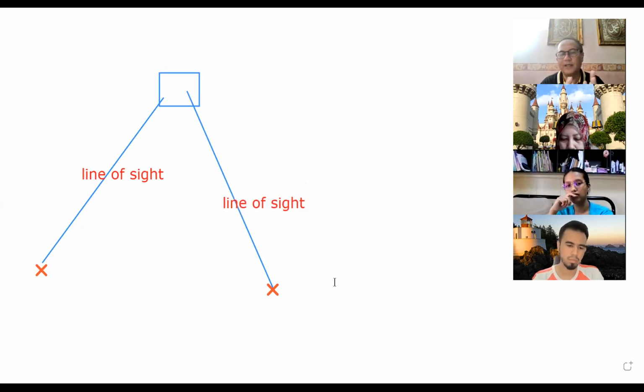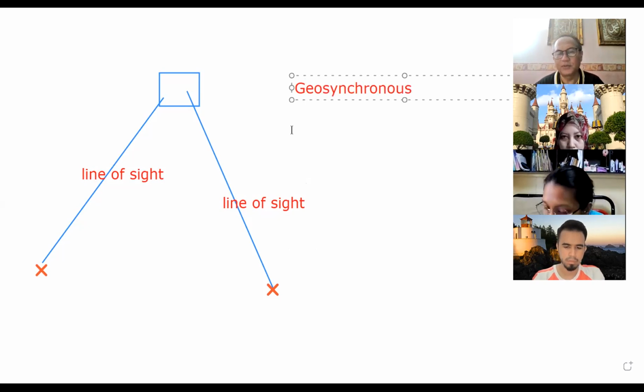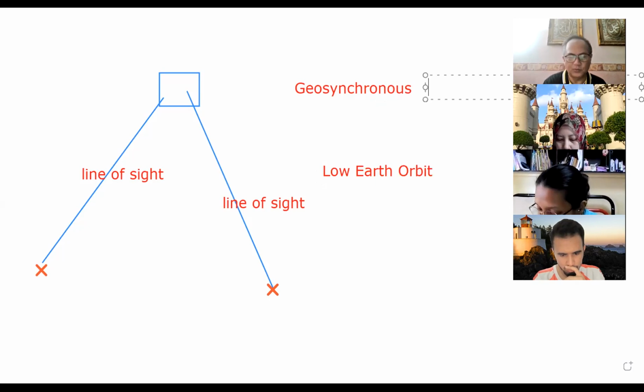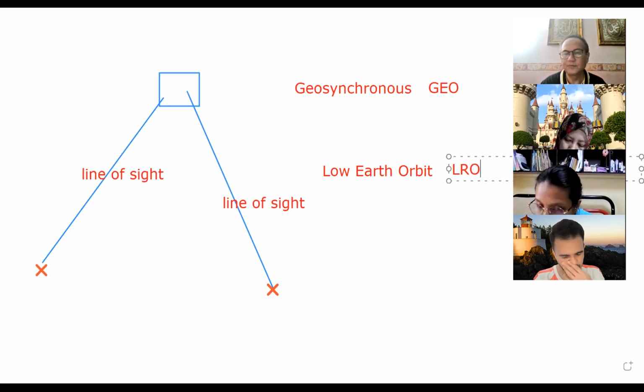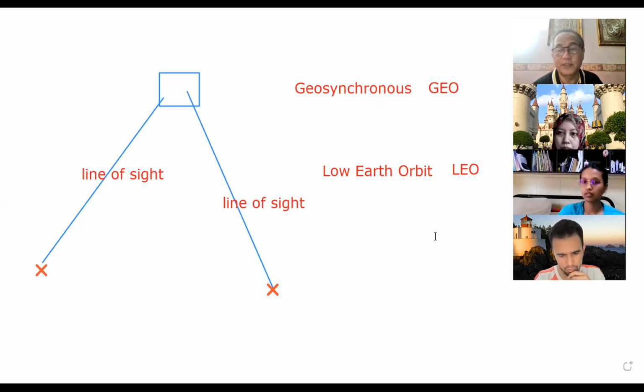Okay. And then there are two forms of satellite. One we call the geo satellite, geosynchronous satellite, and the other one is the low Earth orbit satellite. Normally this is abbreviated as GEO, and this is abbreviated as LEO. When you say LEO satellite, it means low Earth orbit. When you say geo satellite, it means geosynchronous satellite.